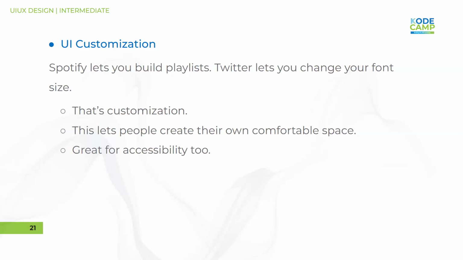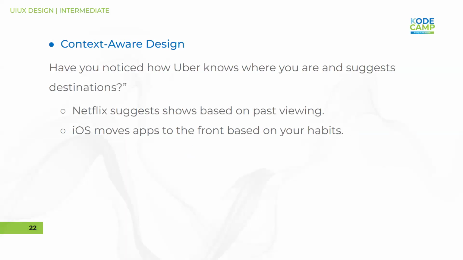So this lets people create their own comfortable space and also creates room for great accessibility. Okay. So we now look at context-aware design. When we say context-aware design, this is where you need suggestions when trying to assess things. Remember in our previous example, we showed that while searching on Chrome, Chrome shows you, oh, is this what you want to search, and the likes of it.